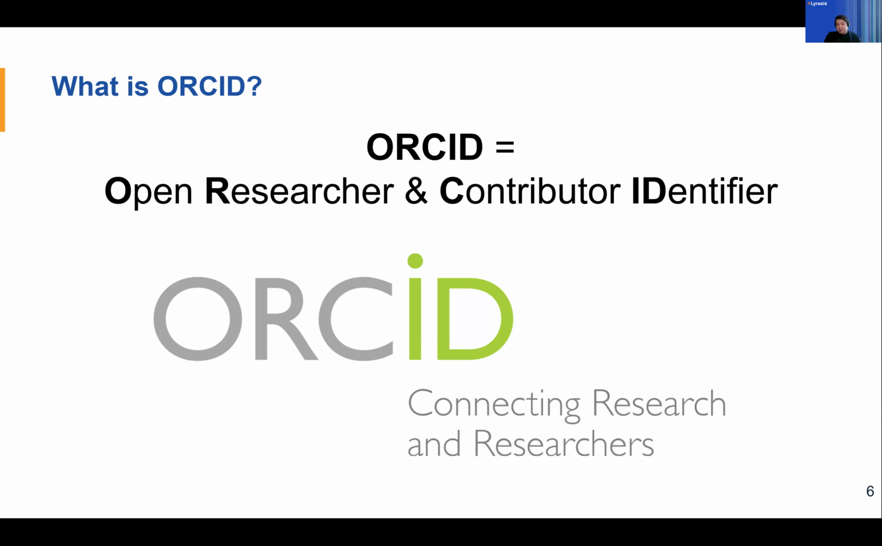just giving everyone information. ORCID is an open researcher and contributor identifier, but most people will just call it ORCID. And it's now being used across the world. We currently have over 9 million active users. So from pretty much every part of the world, there's an ORCID user.